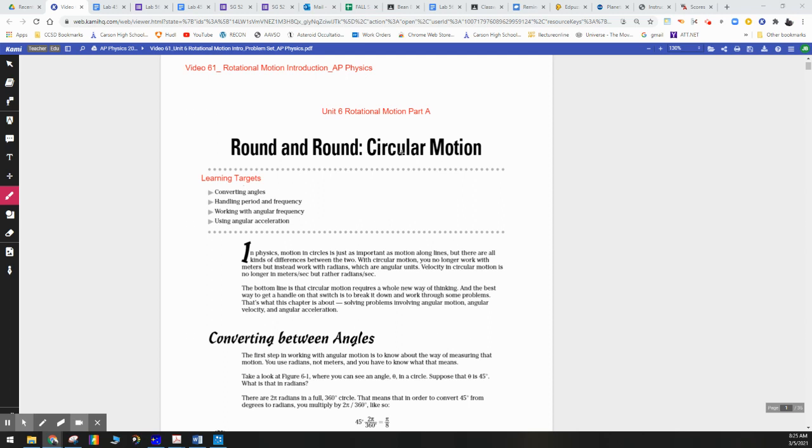All right, so here are some learning targets. You should have your note taker out with you so you can read along with me. So in this presentation, you should learn how to convert angles to radians and so on. So radians to revolutions, back to degrees. Introduction to period and frequency again, working with angular frequency, and also using angular acceleration.